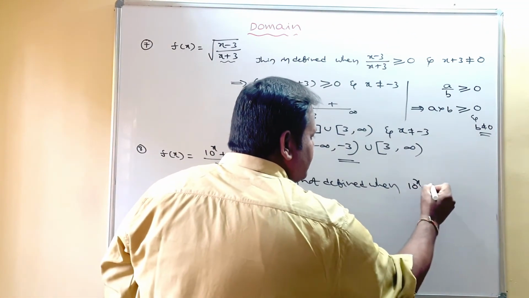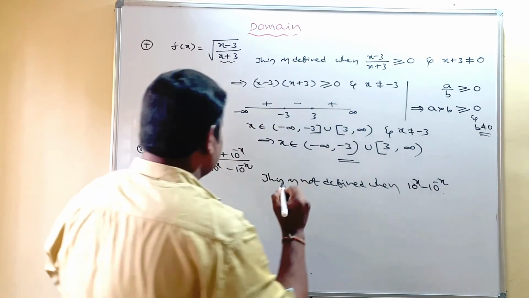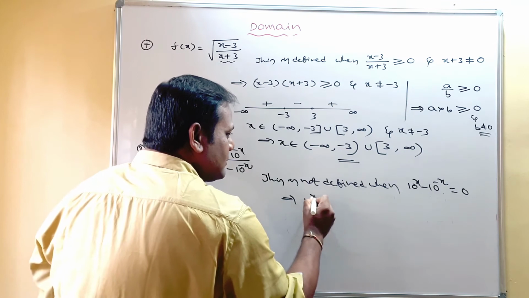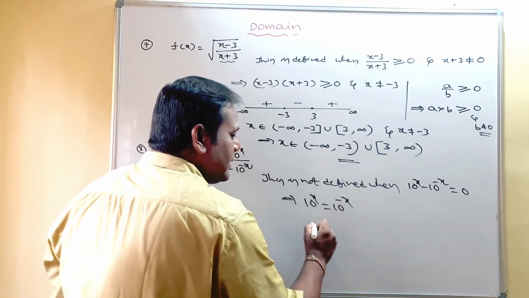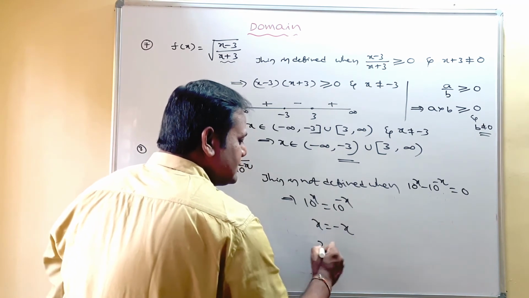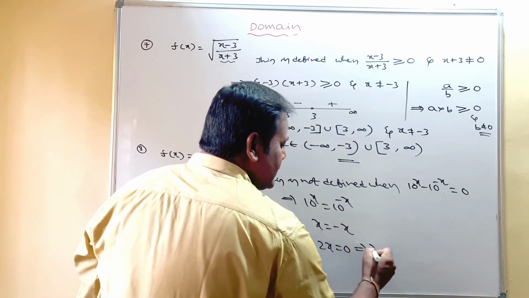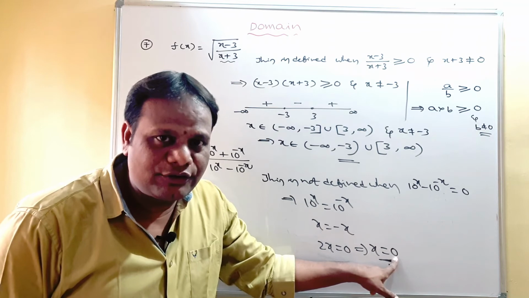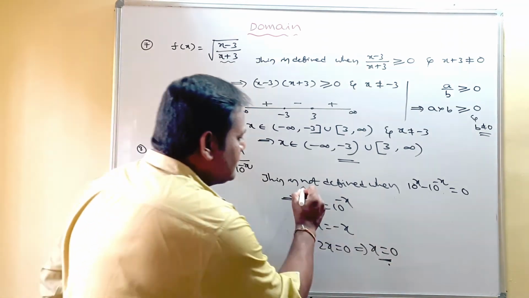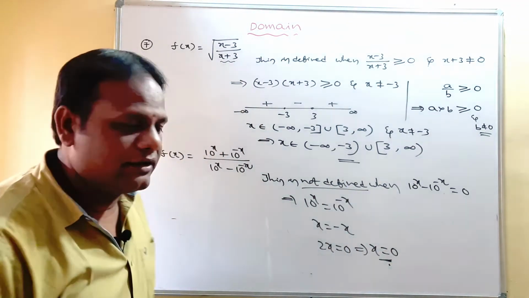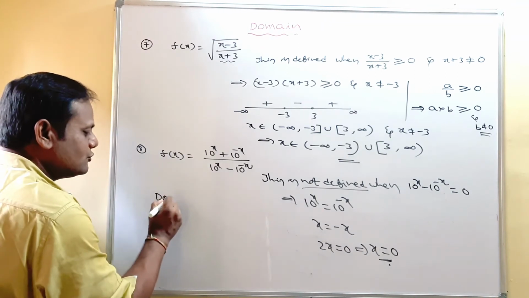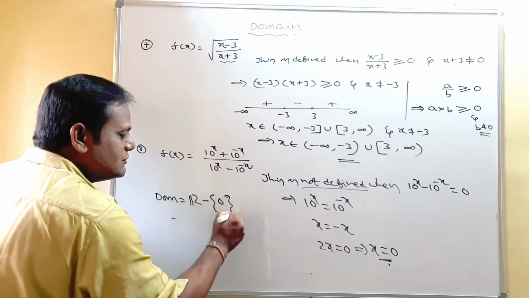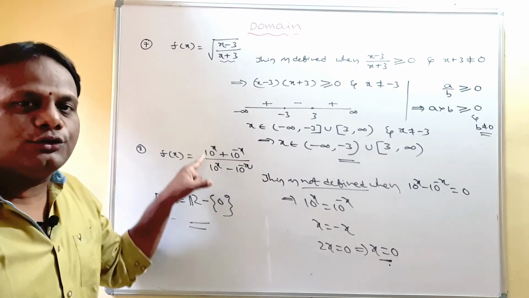That is, 10 power x minus 10 power minus x equal to 0. That is, we have 10 power x equal to 10 power minus x. So x equal to minus x. 2x equal to 0. So what is x? X equal to 0. So at x equal to 0, is it defined or not defined? Not defined. Can you tell what is its domain? Entire real number set except 0. This is the answer to this problem.